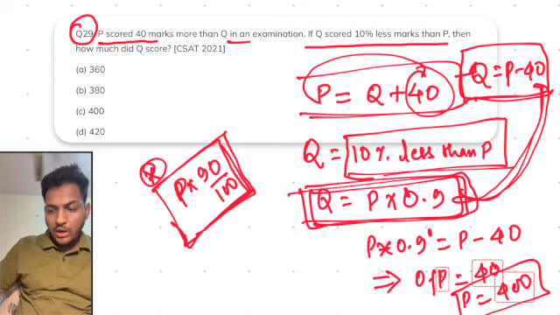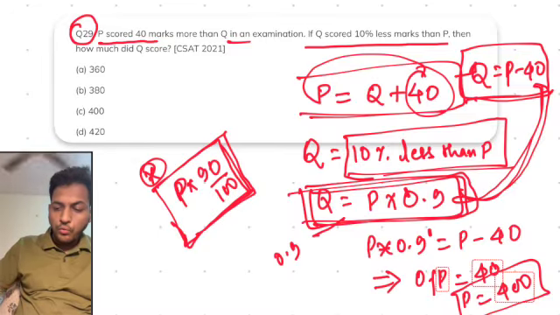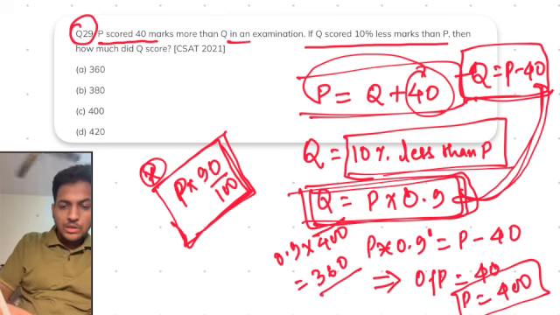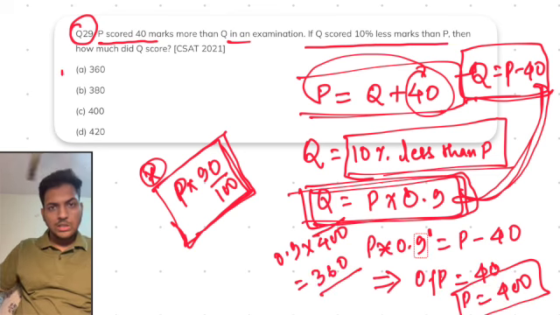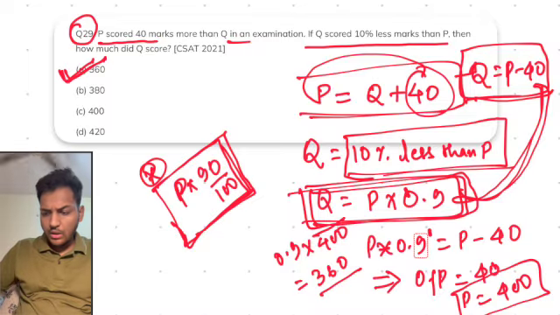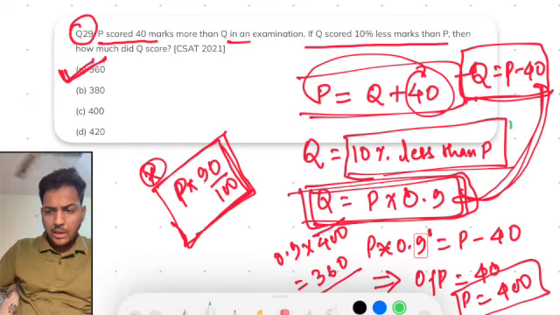Now if P is 400, Q is 0.9 into P, that means 0.9 into 400, which is equal to 360. You can easily see that Q comes out to be 360. So your answer is 360. Is this very clear to you? Very easy. The only thing to figure out here was what 10% less than P means.